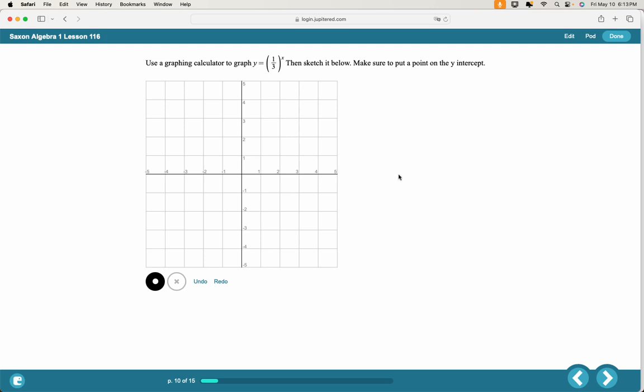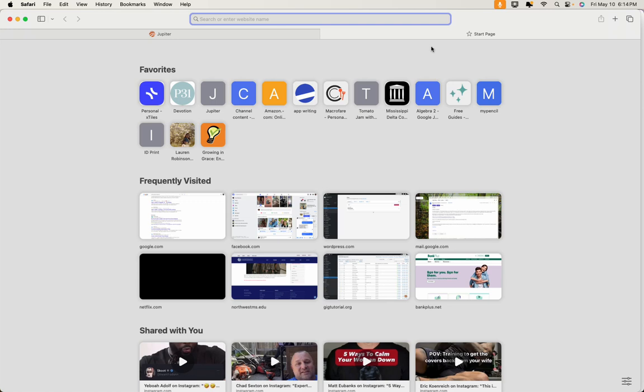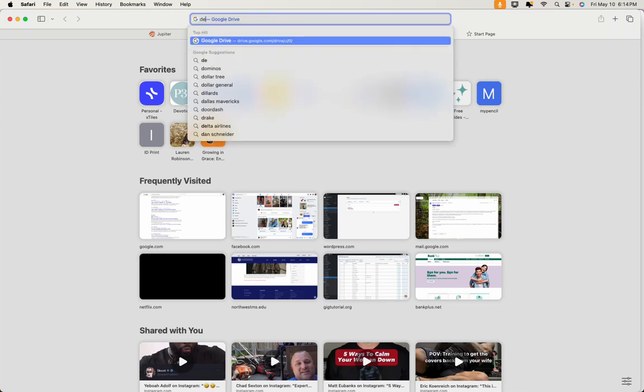So look at the next one. This is to use a graphing calculator to graph y is equal to 1/3 to the x degree. Then sketch it below. Make sure to put a point on the y-intercept. So I like to use Desmos, and you can get it online. It is a free app that you can put on your calculator.